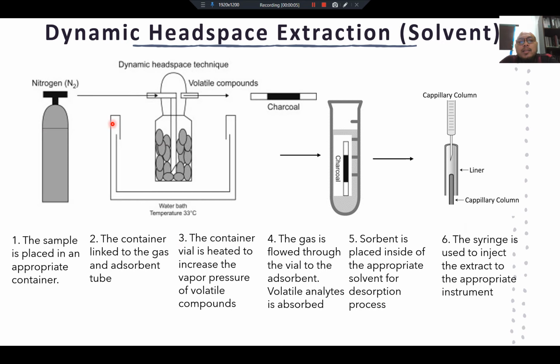Okay, the container is linked to the gas and the adsorbent tube, which is your charcoal, and then this container is heated to increase the vapor pressure. Then you flow the nitrogen. You flow the gas of nitrogen, so the vaporized analyte will flow into this particular charcoal, and then you can do the desorption process.